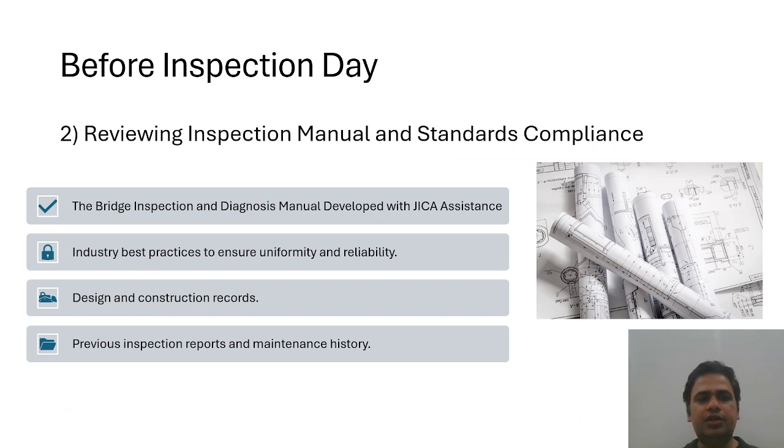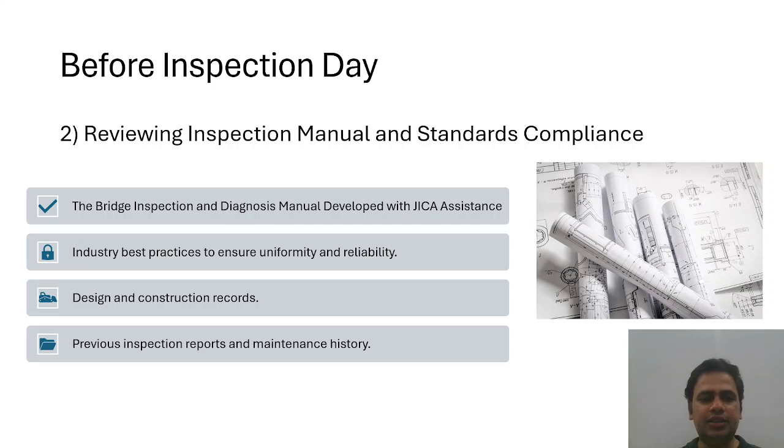The second part is reviewing inspection manuals and standards compliance. This is a very important step which you need to carry out before the inspection. The person who is going to inspect, like a bridge inspector or any field formation officers, maybe STO or sub engineer, needs to go through the bridge inspection and diagnosis manual, which RAMS has developed with the help of JICA assistance. You need to go through this manual and see the damage catalog for different types of defects, for different types of activities which you need to do on the bridge.